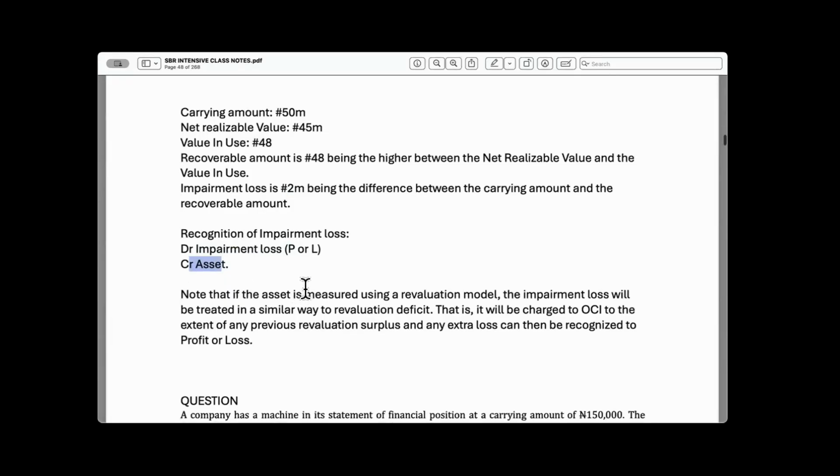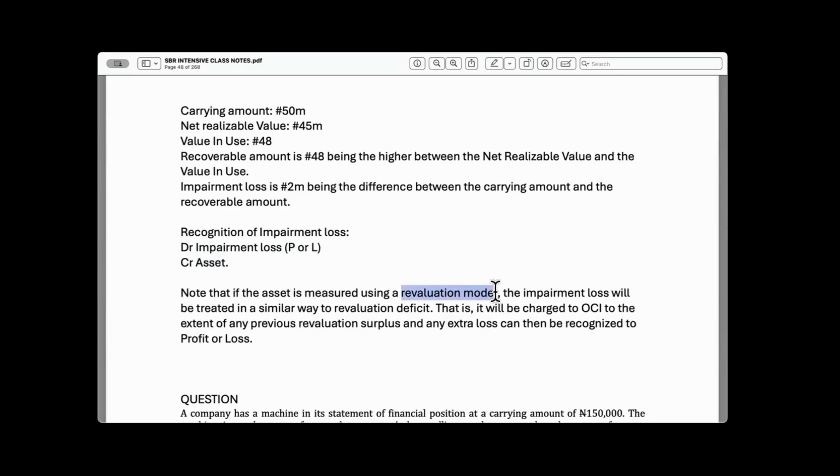And of course, you know that if the asset is measured using the revaluation model, you are going to treat the impairment loss in a similar way to a revaluation deficit, in the sense that instead of this impairment loss going to P&L, it will net off any previous revaluation surplus, if any. That is where you are valuing the assets using the revaluation model.